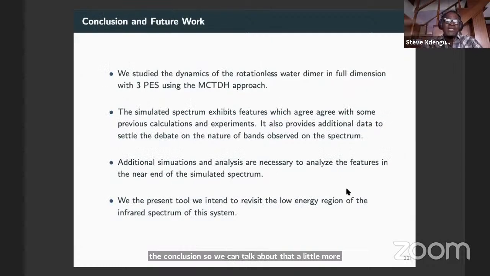So overall, we have a method to study this type of cluster in full dimensionality, and not only study those clusters, but also identify various features that are observed in the simulated spectrum. So this is not actually new. This type of method, this MCTDH approach, has been used for some time now. For example, they were able to unravel the features that are observed in the Zundel cation and many other systems in Germany.